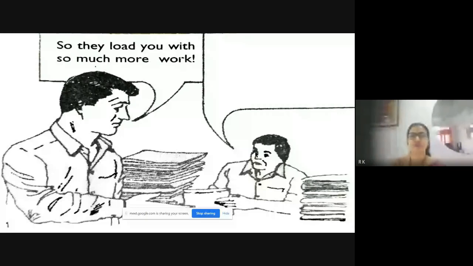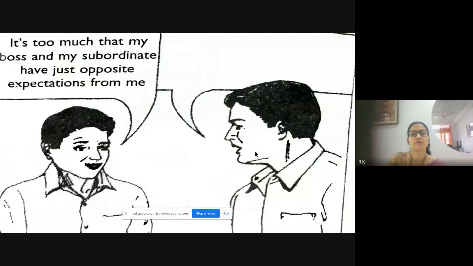Yes, so this is the first picture. In this first picture, I want all of you to write the communication that would be given by the second person. The first person is telling that, so they load you with so much work. What would be the reaction or the communication of the second person? Just one or two lines is sufficient. We move on to the next one.